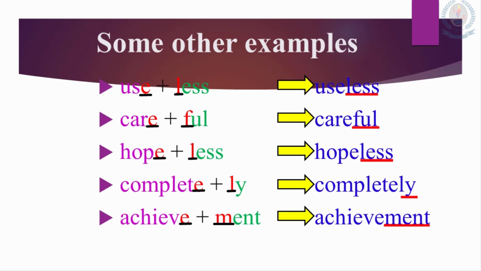First example: use plus the suffix less, useless. Care plus the suffix ful, careful. Hope plus the suffix less, hopeless. Complete plus the suffix ly, completely. Achieve plus the suffix ment, achievement. As you can see, all the words here end in silent E, and all the suffixes begin with consonants. So, you can directly add the suffixes to the words given here.